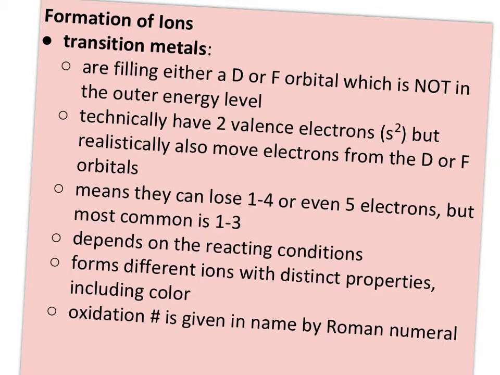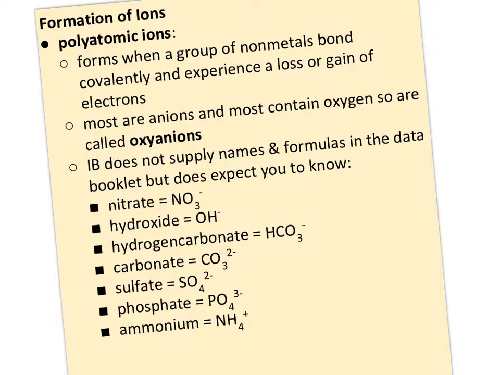How do you know? It depends on the reacting conditions. So you're not going to have to predict that. The oxidation number will be given to you by a Roman numeral after the name. But what it means is different ions form with distinct properties. Most recognizable is color, which is very characteristic of the transition metals and what transition state it's in.